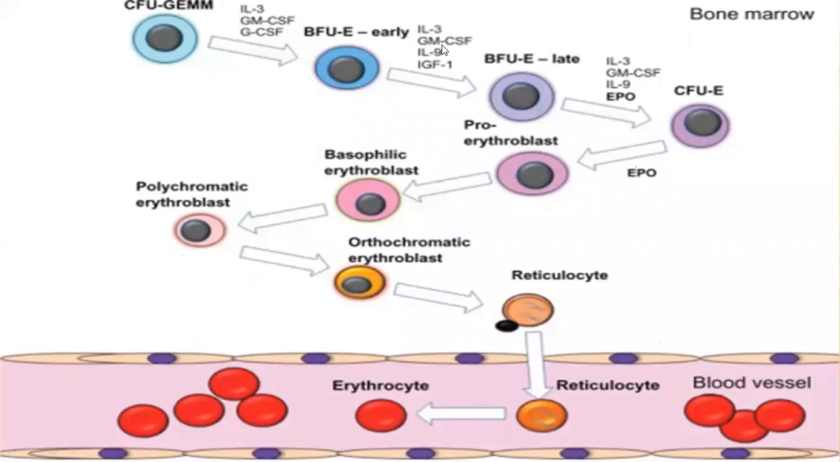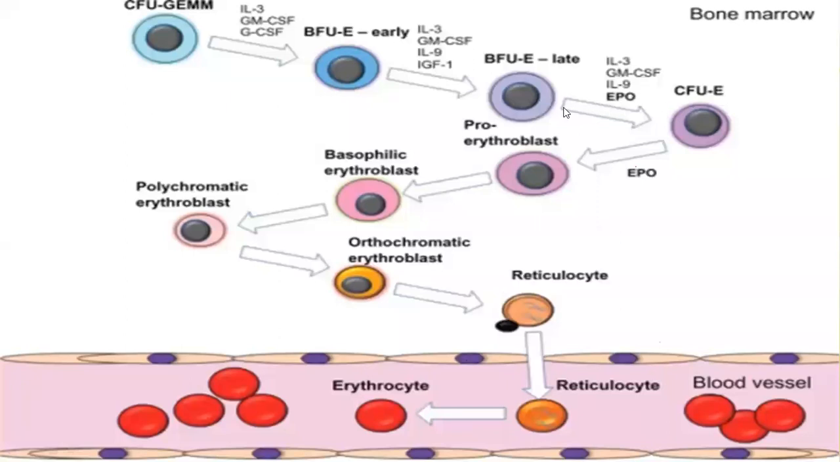So they're going to stimulate the burst-forming unit erythrocytes into the burst-forming unit erythrocytes late, which is also called the pro-erythroblast. So the pro-erythroblast is committed to becoming the red blood cell. So there are also other factors that will stimulate it. You can see the factors listed here: interleukin 3, the granulocyte macrophage colony stimulating factor, interleukin 9, and also erythropoietin. So this is where the erythropoietin hormone comes in to stimulate this cell to become another cell.